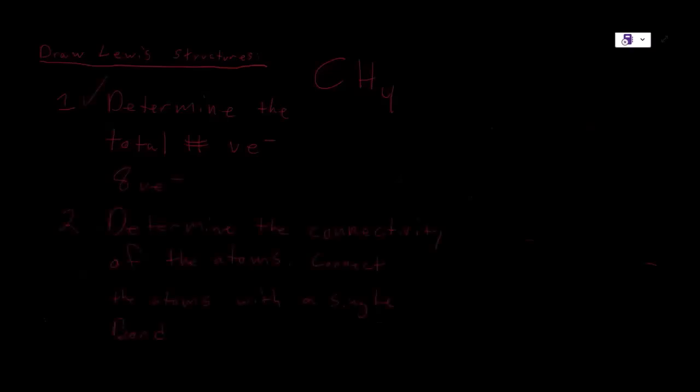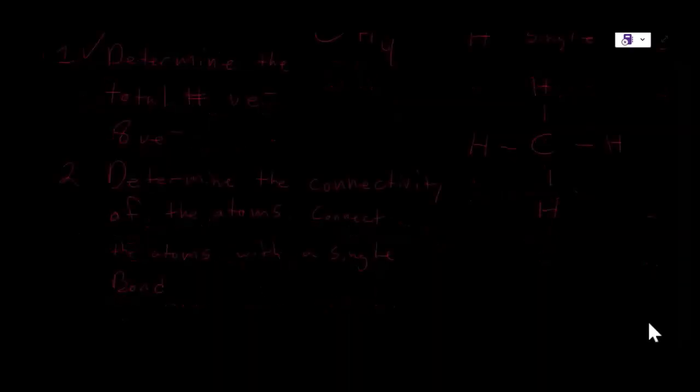In step 2, we determine the connectivity of the atoms and connect the atoms with a single bond. We know that hydrogen can only have a single bond. The only way that would work would be if the carbon atom was in the center and there were 4 hydrogens around the carbon, and we connect the hydrogens to the atom with a single bond. At this point, we can count up the number of electrons used to connect the atoms, and we have 2, 4, 6, 8 for 4 bonds.